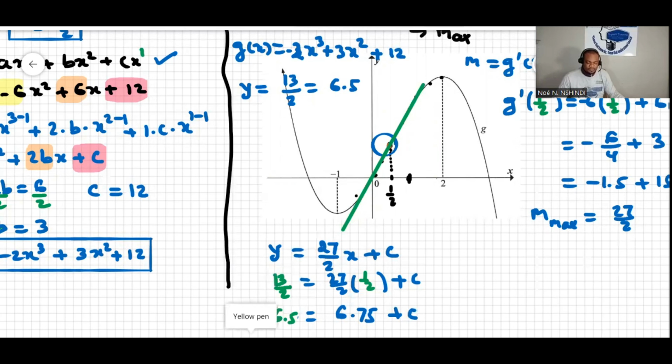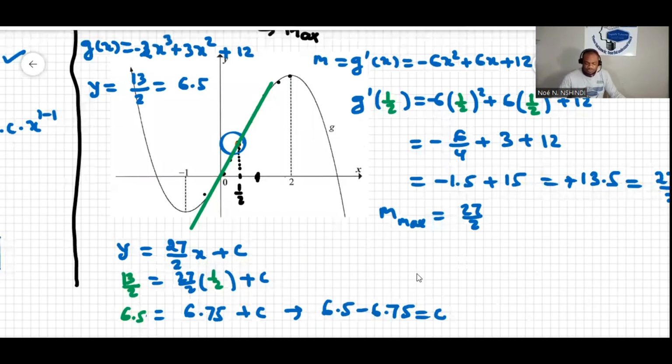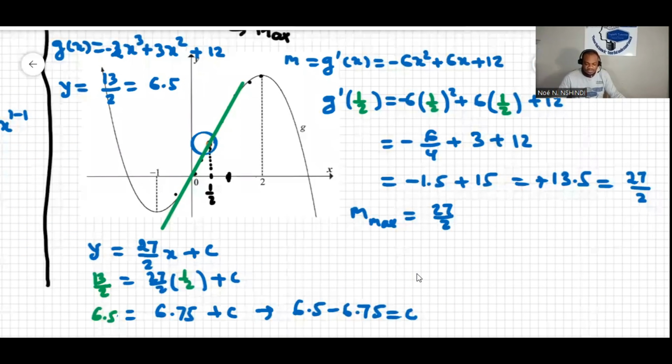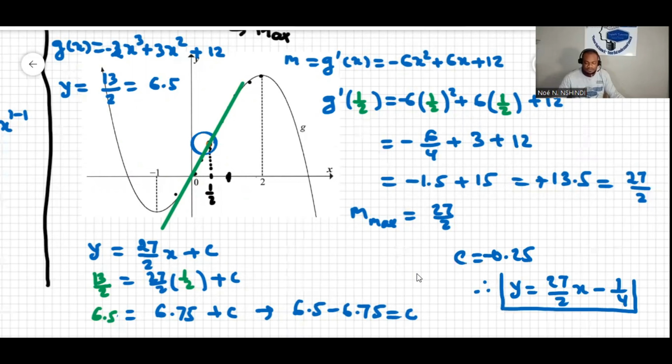And then it's going to be 6.5 minus 6.75 equal to c. So that means c equals -0.25. Therefore, the tangent line will be equal to 27/2 x minus a quarter. So this is the tangent line. Thank you.